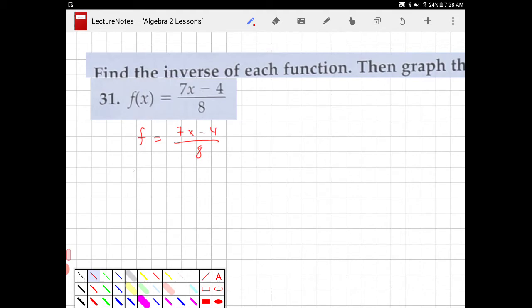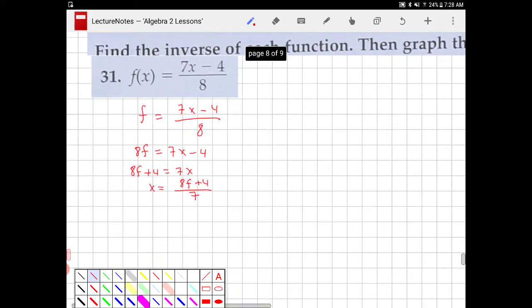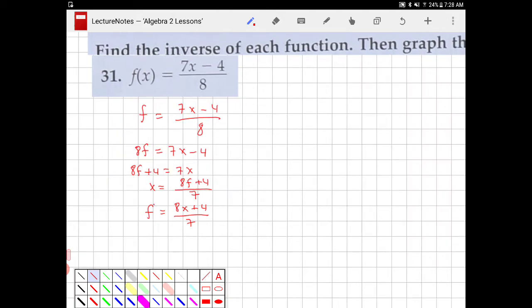So I get 8y is equal to 7x minus 4. I'm going to add 4 to both sides. 8y plus 4 is equal to 7x. Divide both sides by 7. I get x is equal to (8y + 4) over 7. And then the last step is I replace x with y and y with x, understanding that this y here is the inverse of the other. So this is the inverse function.